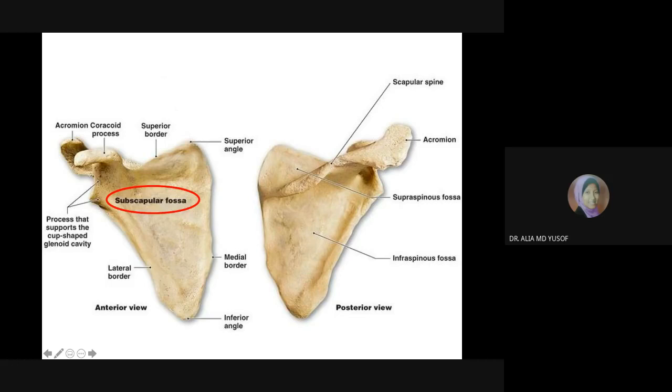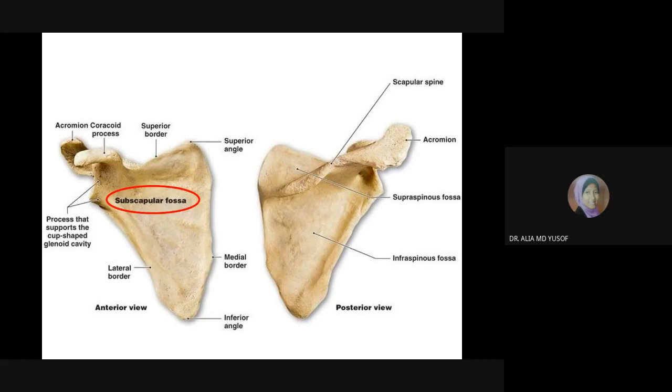Yang tu tak payah hafal lagi. Nanti you get yourself confused. Hafal bone marking sahaja dahulu. Jangan kalang-kabut nak hafal muscle. Nanti you confused, dia jadi susah, you jadi stress. Okay, hafal bone markings dahulu.